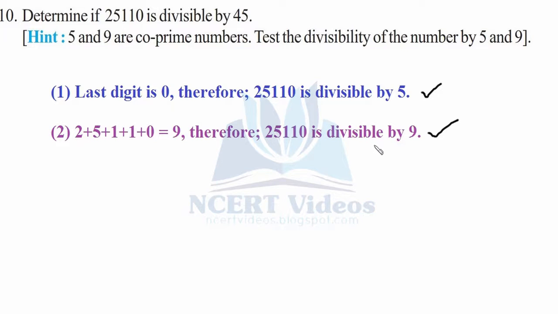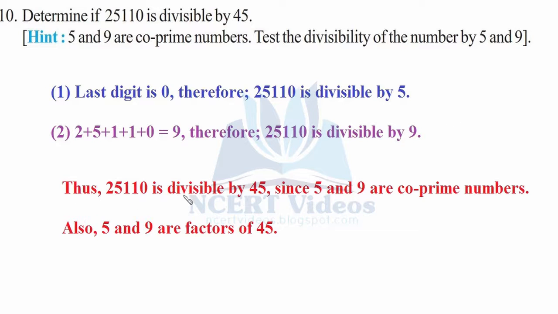So the number is divisible by 45 as well, since 5 and 9 are co-prime, and also 5 and 9 are factors of 45. So this is how we do question number 10.